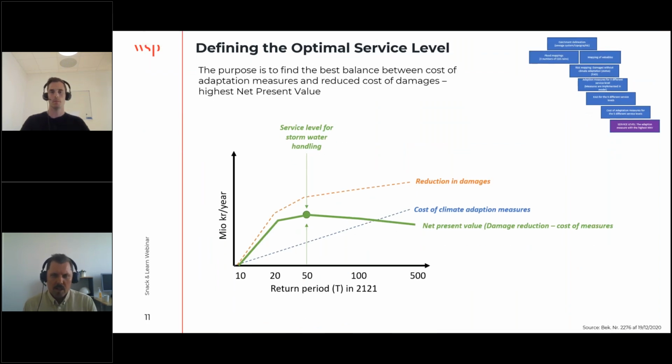So by that, we can do this curve where we find the highest net present value, that is the damage reduction minus the cost of measures. And for the example that I showed you here, which is for Helsingør, that Jens will come back to in a minute, we see that the curve is quite flat. Actually, we have the optimum at a T50 years event, but it could also be a T20 year event or a T75 year event, for example, because this curve is quite flat, so the optimum is not very well defined.